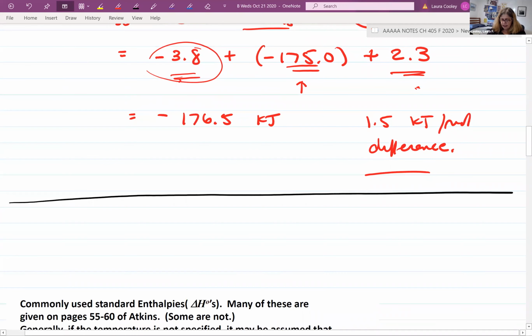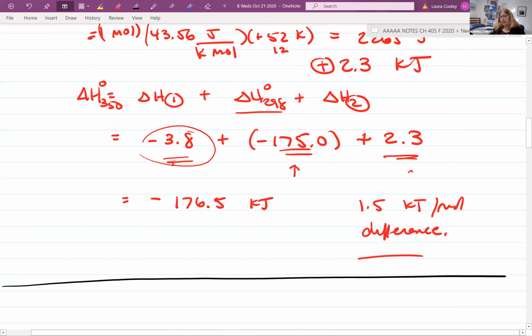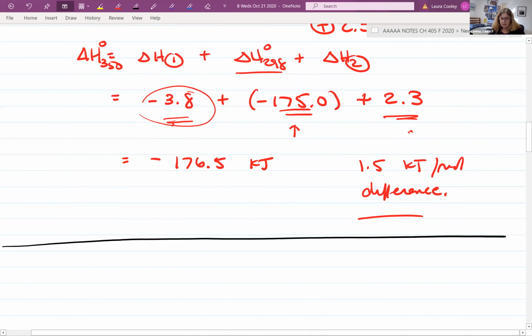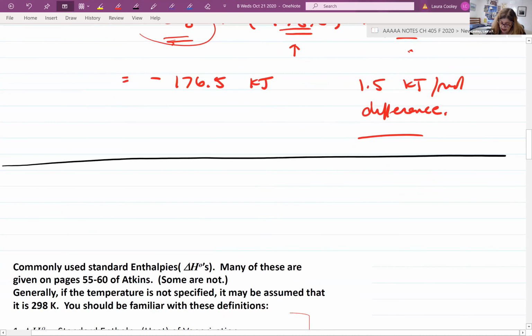Okay, so I think the next thing I'm going to talk about is even more familiar, because I'm really going to go through different definitions of standard enthalpies and things like that. So rather than have you write all this, I gave this out as a handout.